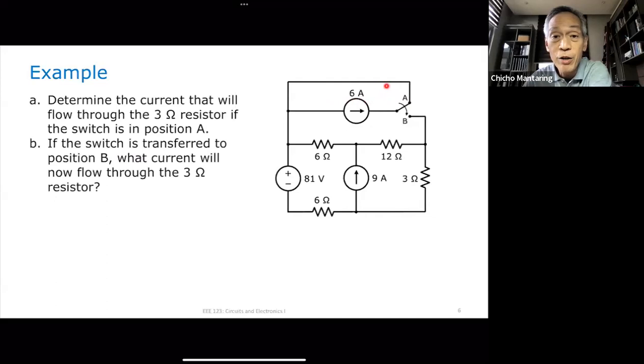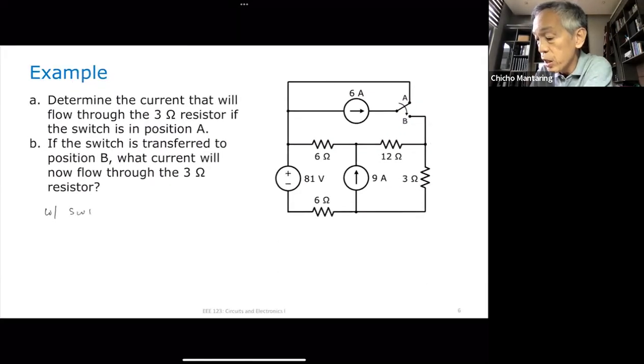Baka sabihin niyo, okay, pagdating dito, hindi ba siya pupunta rito? Well, hindi siya pwedeng pumunta rito kasi wala siyang babalikan dito sa kabila, no? Okay, so with the switch in position A, the 6 ampere source does not contribute to the current that will flow in the 3 ohm resistor. Okay, so what is the equivalent circuit with the switch in position A?